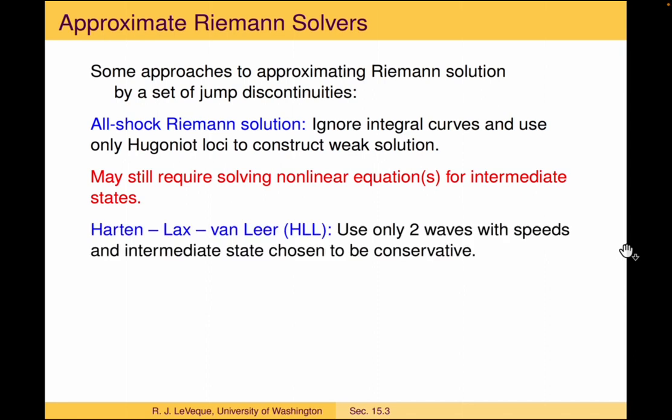So in this lecture, we'll look at a couple of other approaches. One is originally due to Harten, Lax, and van Leer, the HLL approach, in which regardless of how many equations there are in your system and how many waves there are in the true solution, we use a simple approximation where there's only two waves at some specified speeds, and there's a single intermediate state that's then uniquely defined by conservation.